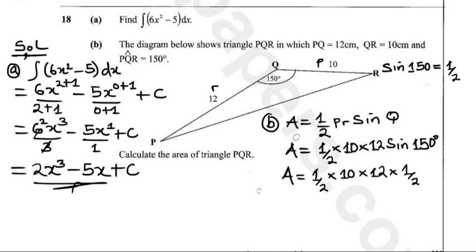And then we can simplify. 1 over 2 times 10, here we can find half of 10, that will give us 5. Then 12 times half, here also we can simplify, find half of 12, which is 6. So we're getting area equal to 5 times 6, and 5 times 6 is 30, and here we are dealing with centimeters. So area is going to equal to 30 centimeters squared. So that is our answer on part B.